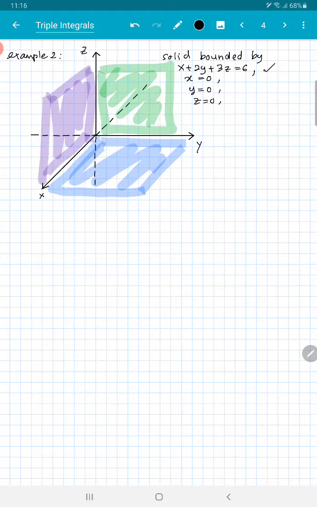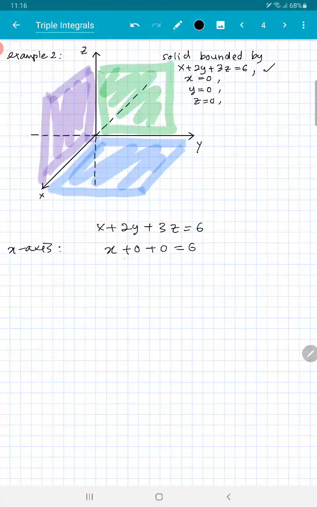So what we're going to do is get the intersection points on the axes and then connect the points. Then we can get the plane. Some of you can do this very quickly. Now let's say we want to get the intersection point on the x-axis. On the x-axis, y and z are 0. So we have x plus 0 plus 0 equals 6. So we have a point which is (6, 0, 0), which is, let's say, here.